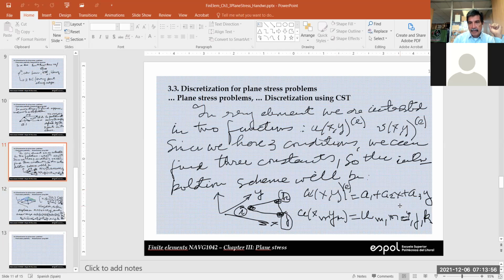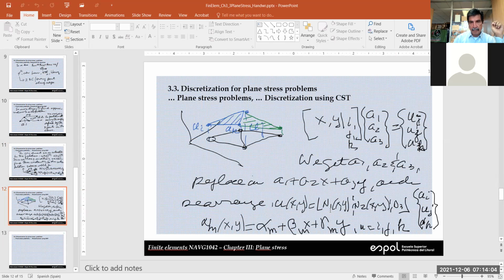So in order to find these constants, we evaluate this interpolation in each one of the 3 corners. So we have a set of equations, 3 unknowns, A1, A2, and A3 are the unknowns. We find them and we replace in the original expression, and then we rearrange this in this way. See, everything which is multiplied by Ui, that's the displacement at joint i, is called Ni. Everything multiplied by Uj is here, and finally by Uk is Nk.